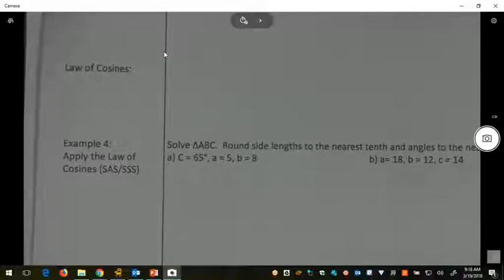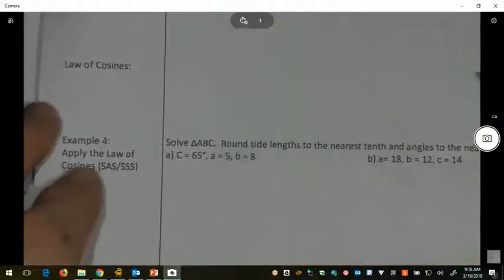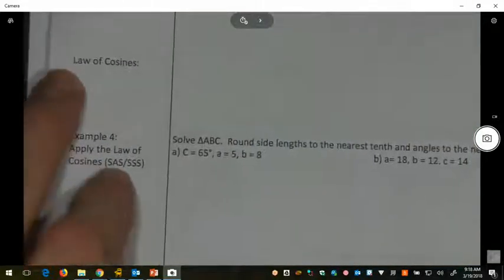So today we're looking at law of cosines. Law of cosines, we've solved using law of sines before. With law of cosines, we have an oblique triangle. If we can't use SOHCAHTOA because it's not a right triangle, then we can use law of sines or law of cosines.